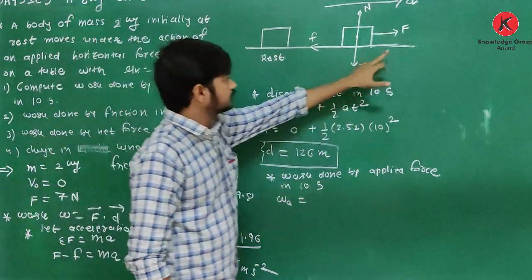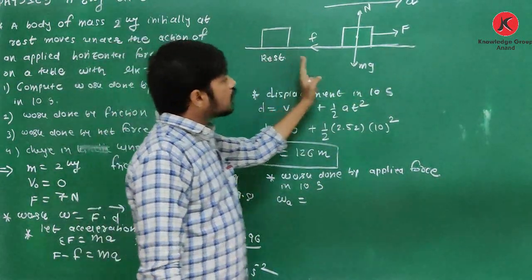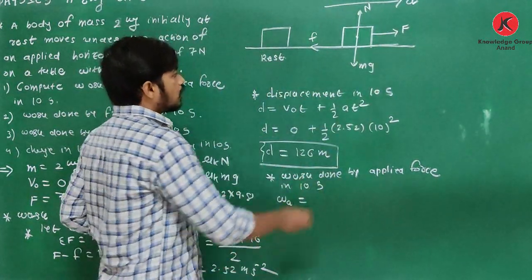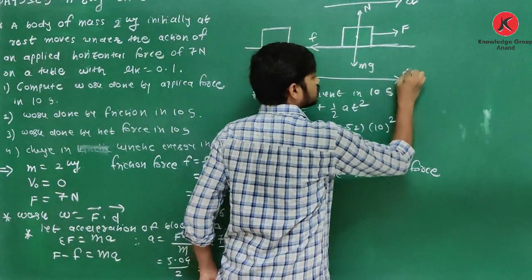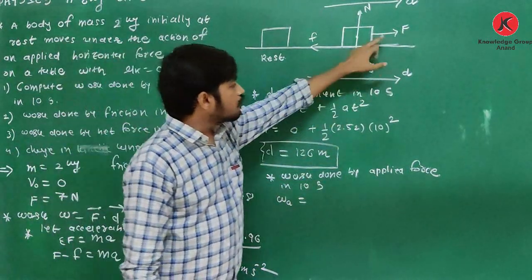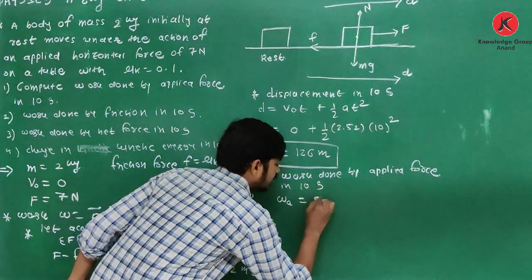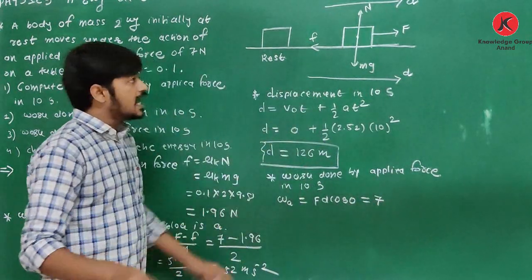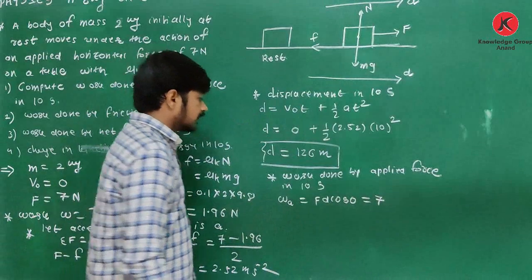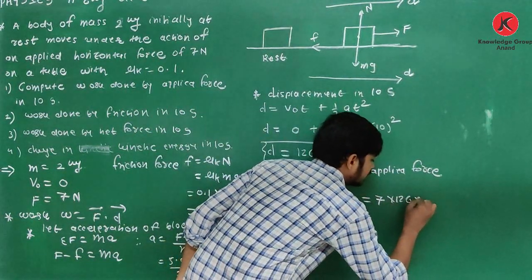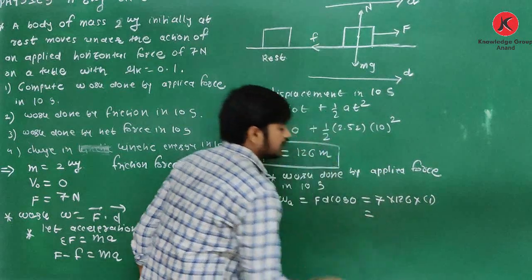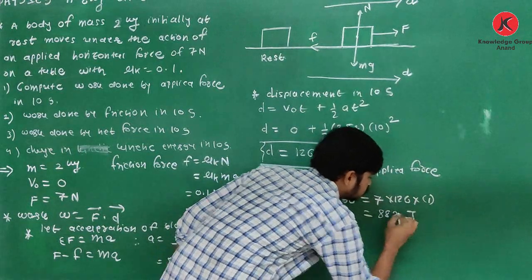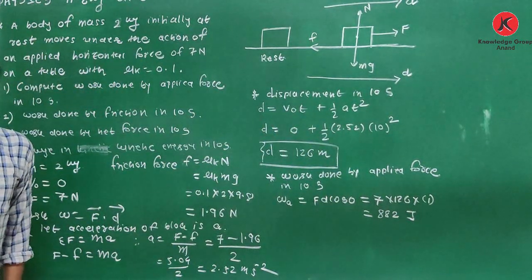The applied force is F, and the displacement of the block is also in the same direction. The block is displaced in this direction. So from the figure, force and displacement are in the same direction, so I can write it is Fd cos 0. What is the value of F? The applied force is 7. What is d? It is 126, and cos 0 means it is 1. So 7 into 126 is 882. Clear about this?